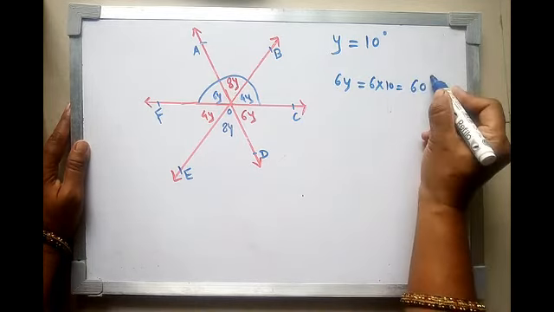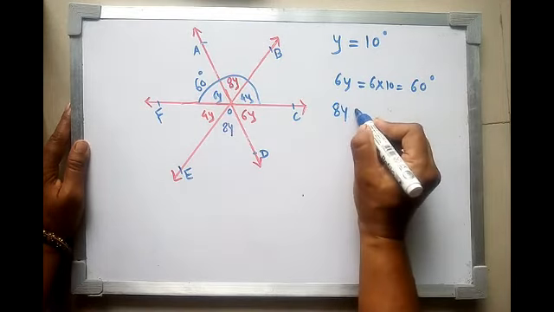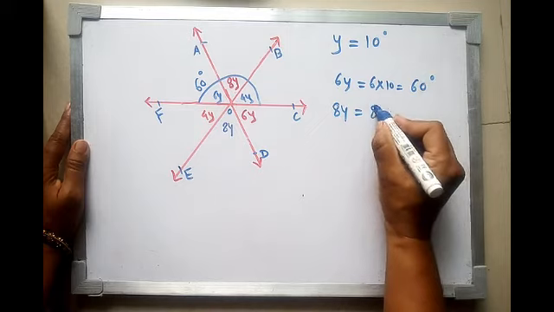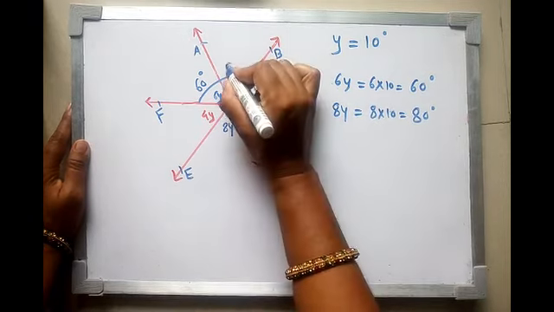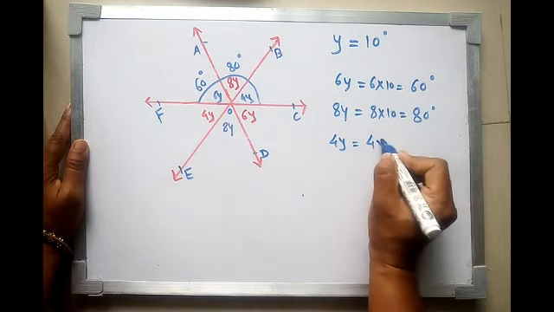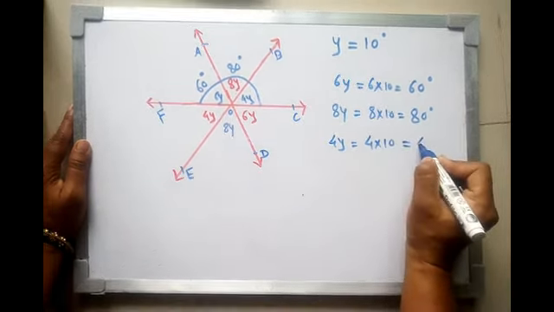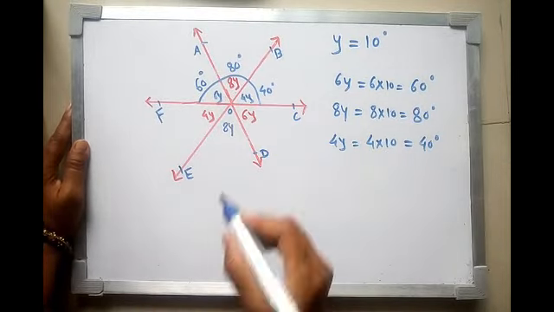6y is equal to 6 into 10, 60 degrees. Angle AOF is 60 degrees. 8y, 8 into 10 is 80 degrees. Angle AOB is 80 degrees. 4y, 4 into 10 is equal to 40 degrees. Angle BOC is 40 degrees.